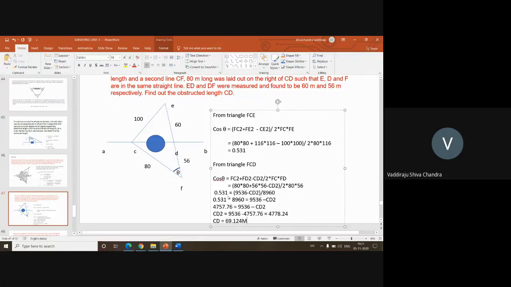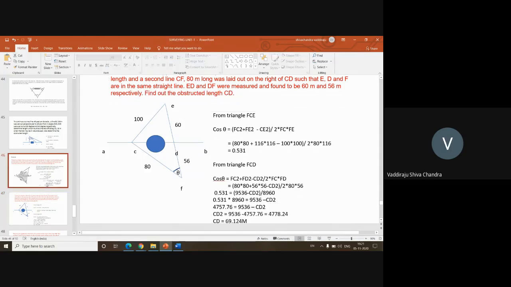69.124 meters. What is being asked? Find out the obstructed length CD. So you have determined the value of CD, 69.124 meters. My answer is 69.123. Not a problem. After the decimal, you will definitely get some variations.